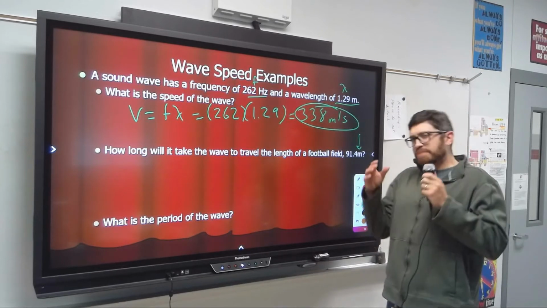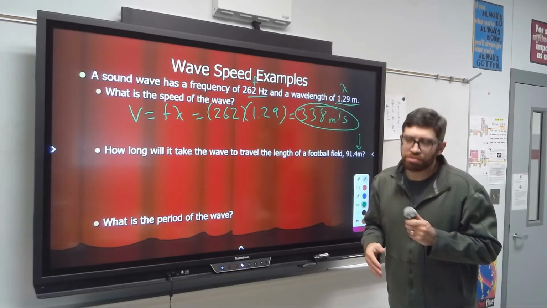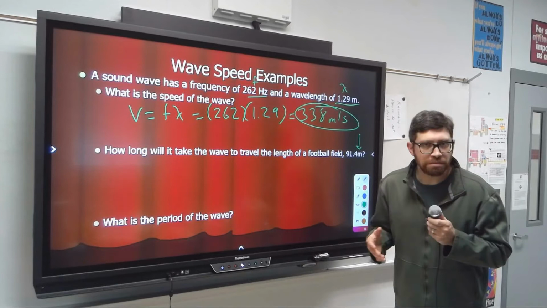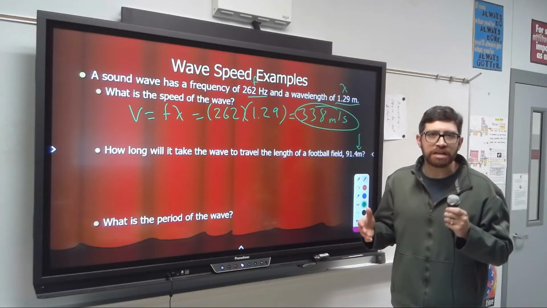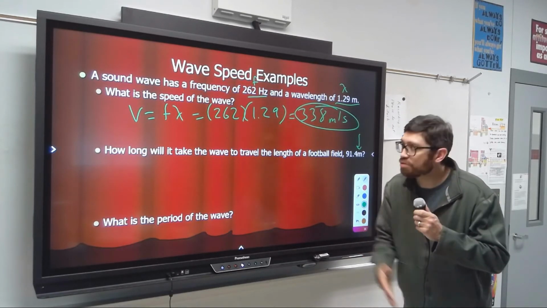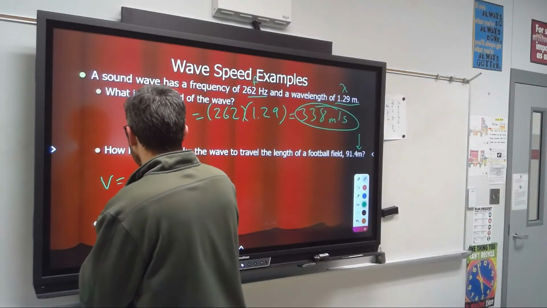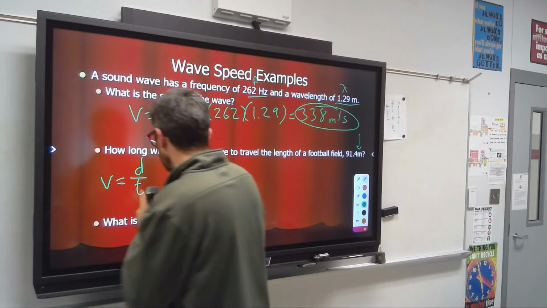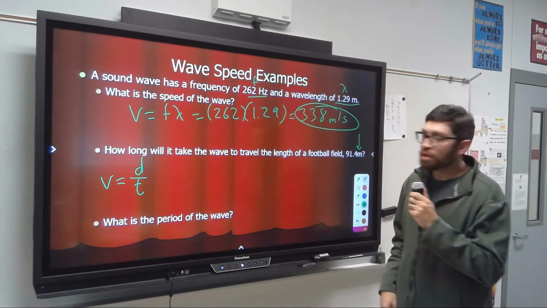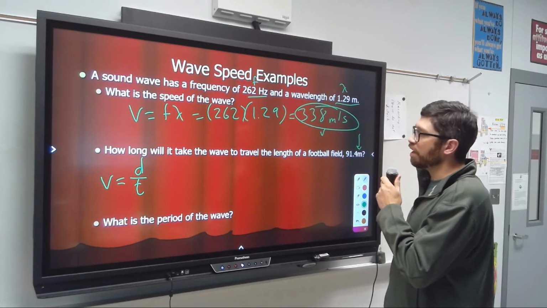Well, we actually have to go back to another equation that I haven't introduced to you because we did it already. Actually, at the very beginning of the year, even if you weren't in my class, I know you did this equation, and it's the good old speed equation that looks like this. V equals d over t. We know the v, that's the speed of our wave.